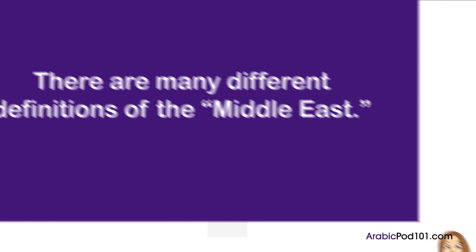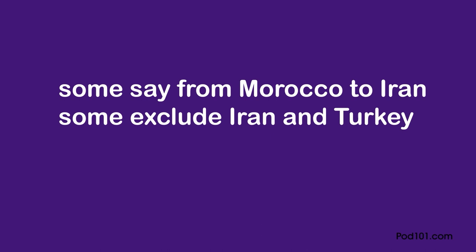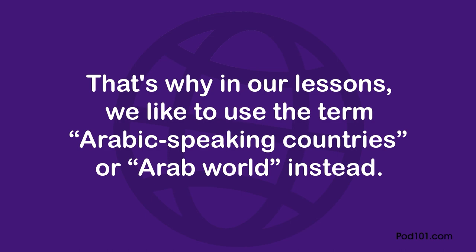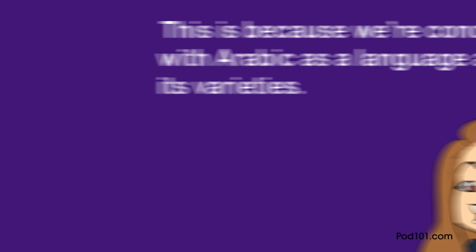The question for this lesson is, where is Arabic in its variety spoken? There are many different definitions of the Middle East. Some say from Morocco to Iran, some exclude Iran and Turkey, some exclude Morocco, and some even exclude North Africa. I guess the borders of the Middle East are vague, and not everyone agrees on them. That's why in our lessons we like to use the term Arabic-speaking countries, or Arab world, instead. That's because we're concerned with Arabic as a language and with its varieties. In this lesson, we will learn together where exactly these variants of Arabic are spoken.